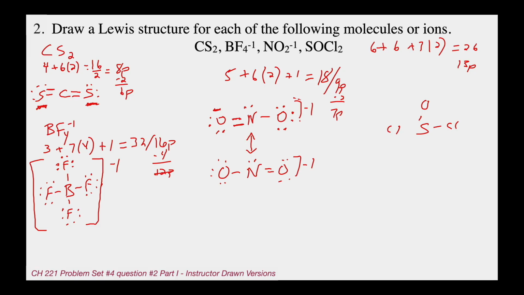I'll connect the outer atoms to the inner atoms using a bonding pair. That's 3 of my 13. I've got 10 more to go. 1, 2, 3, 4, 5, 6, 7, 8, 9, 10. 1 lone pair on the sulfur. This form is okay as is. Everything has an octet, all right?